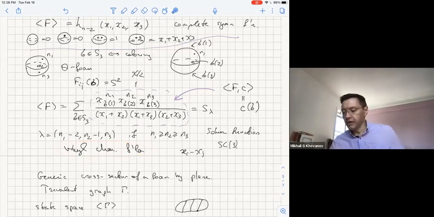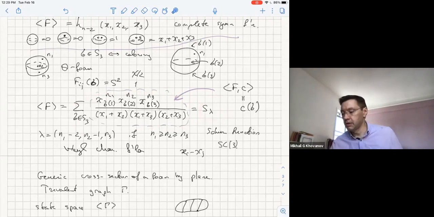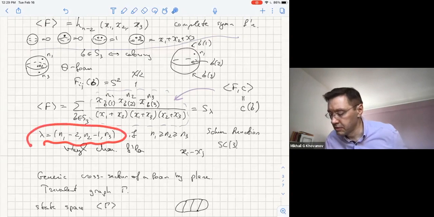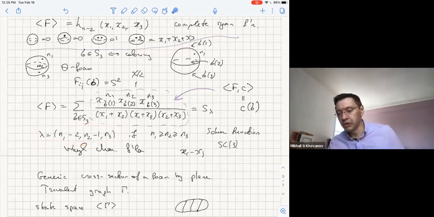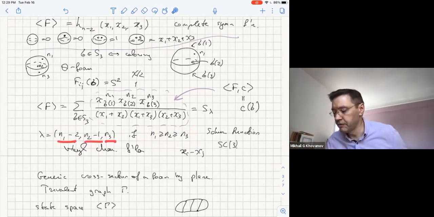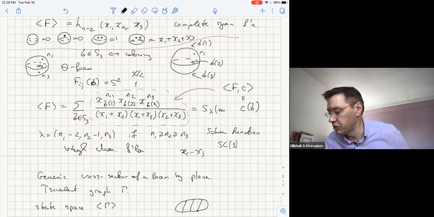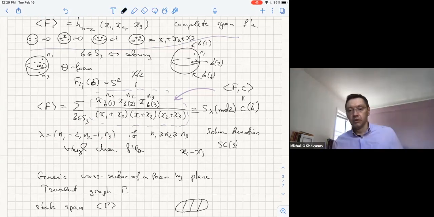And in fact, the ratio is a polynomial, and it's the Schur function for the partition lambda given as follows. Let us order n1, n2, and n3 in decreasing, non-increasing order. So take n1 minus 2 and n2 minus 1 and n3. This is our partition. So then this is the expression for the Schur function for that partition.